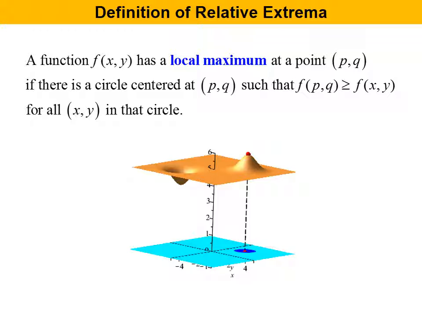Now here is the definition for local maximum. Notice I've drawn a picture of this for you. So basically what it says is if you have a region in your XY plane, a circle in the XY plane, then if there's a point on the surface whose X and Y coordinates are in that circle, if the Z value for that is the largest within that circle, then it's a maximum.